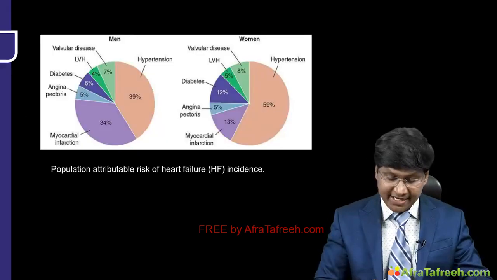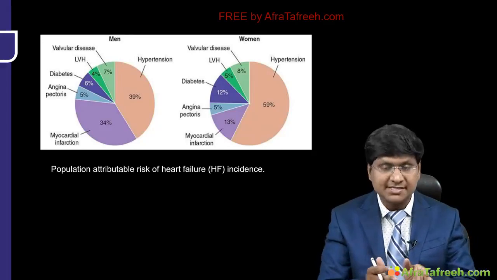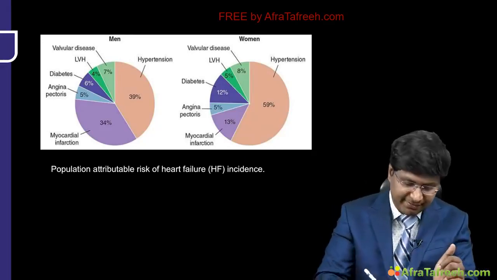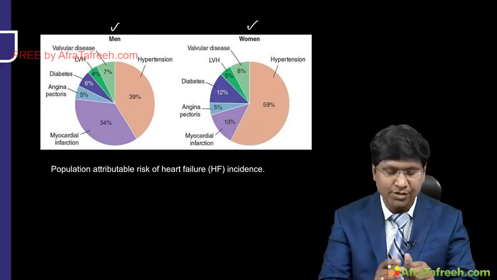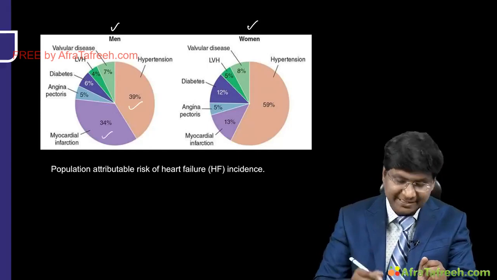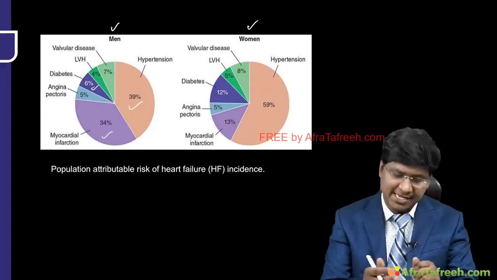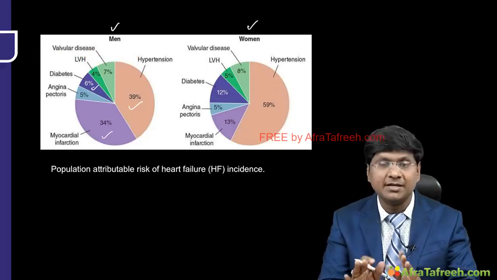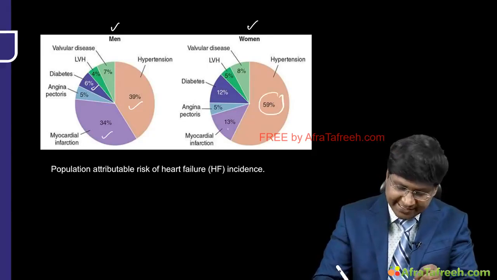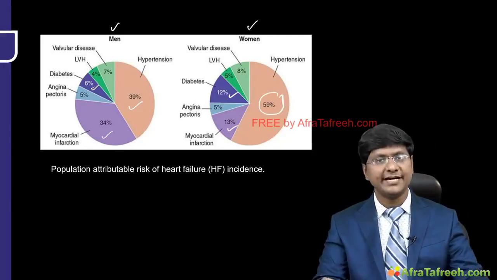And if you see the overall etiologies, this is the percentage-wise division of etiologies in men as well as in women. So the most common cause, what did I tell you? Hypertension, followed by myocardial infarction, then diabetes mellitus. Either you take men or women, the most common cause will be the same, that is hypertension, second will be myocardial infarction, and third will be diabetes mellitus.